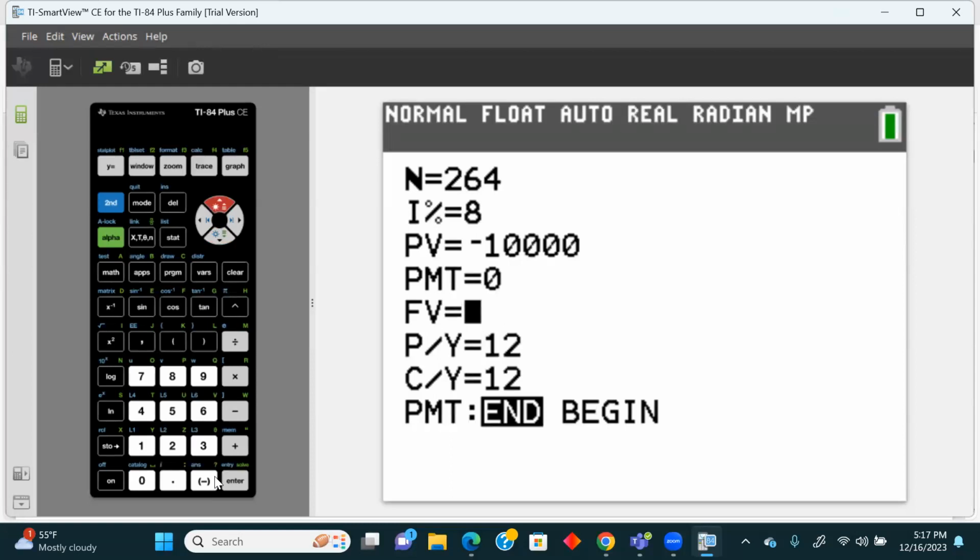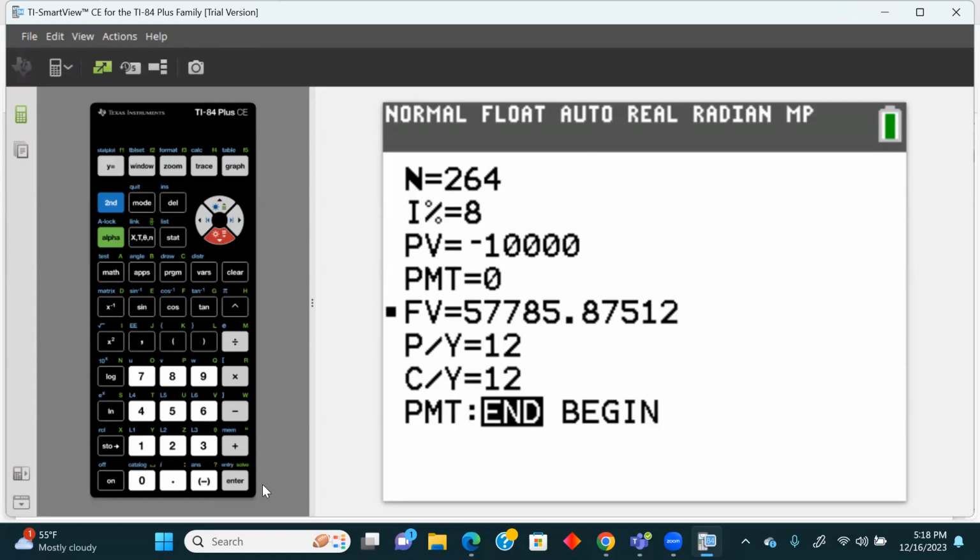So we're looking for the future value. So if I invest $10,000 for 22 years, it's compounded monthly at 8% annual interest rate. How much will I have at the end of the 22 years? Okay, so once you get everything in, you're going to hit alpha and then enter, because if you look right above the enter, I use alpha, which is green, and it says solve. So that's how much we're going to have at the end of the 22 years.